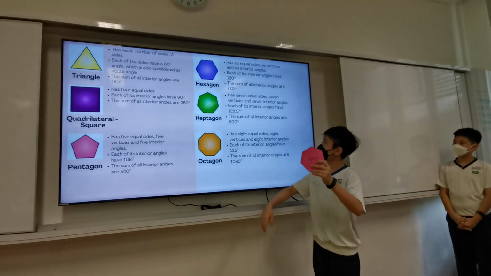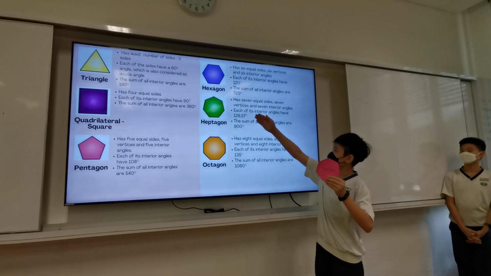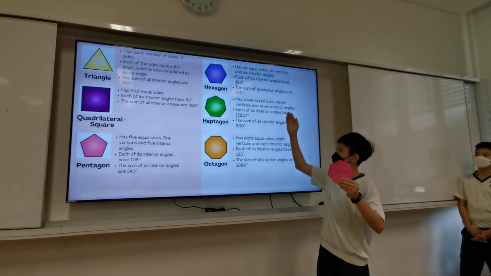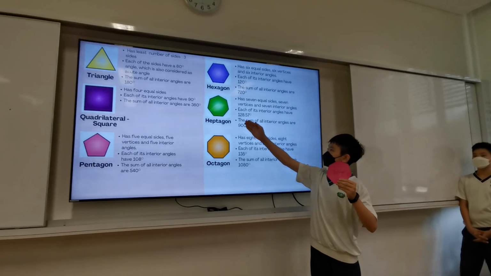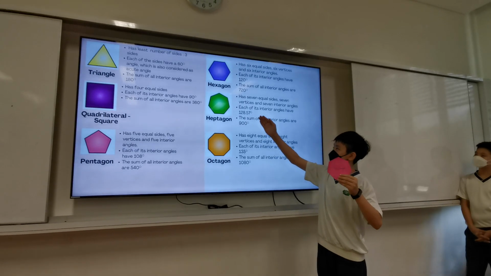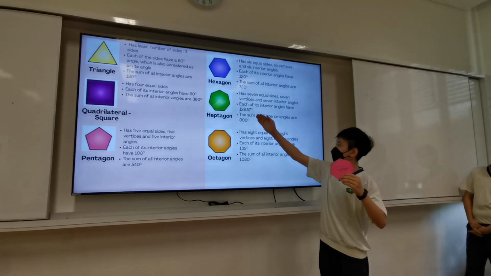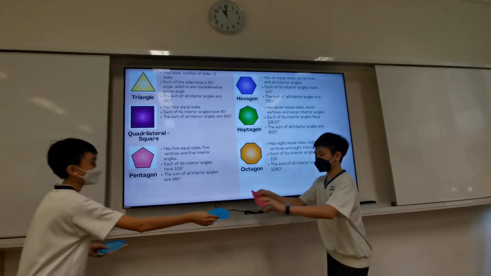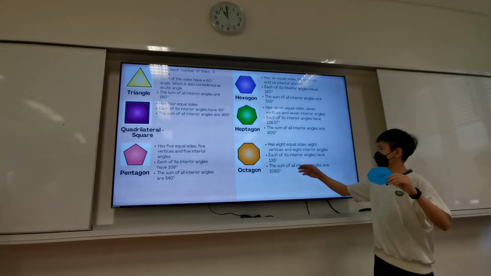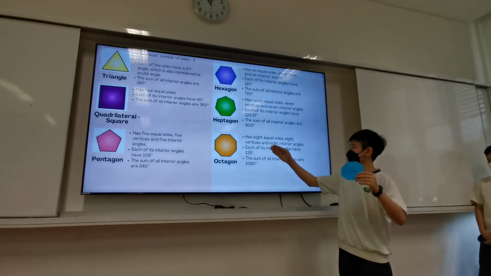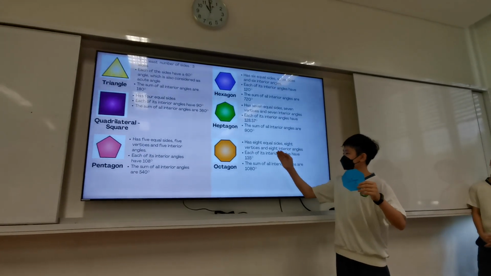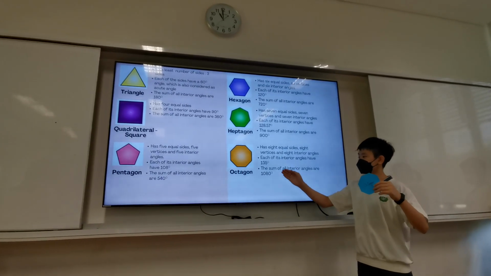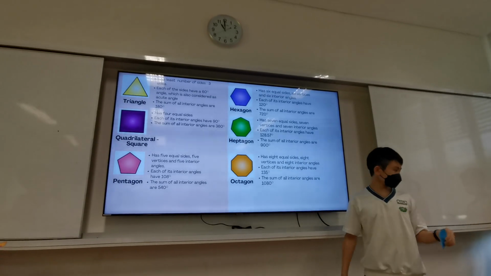And for the heptagon, it has 7 equal sides, 7 vertices, and 7 interior angles, and each of the angles is 128.57 degrees, and the sum of all the interior angles is 900 degrees. And for the octagon, it has 8 equal sides, 8 vertices, and 8 interior angles. Each of the angles is 135 degrees, and the sum of all of them is 1080 degrees.